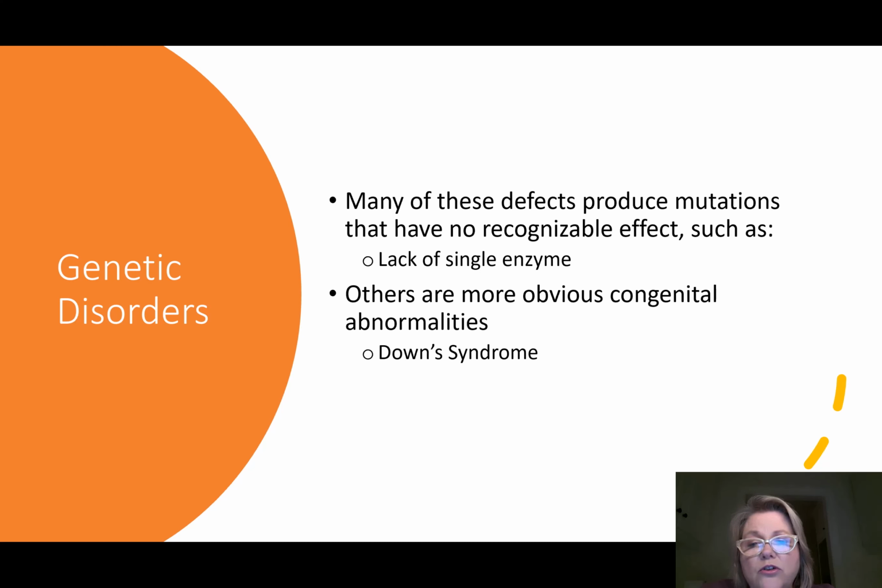Under the genetic disorders, many of the defects produce mutations that have no recognizable effect, such as a lack of a single enzyme. Others are more obvious, like congenital abnormalities, like with Down syndrome.